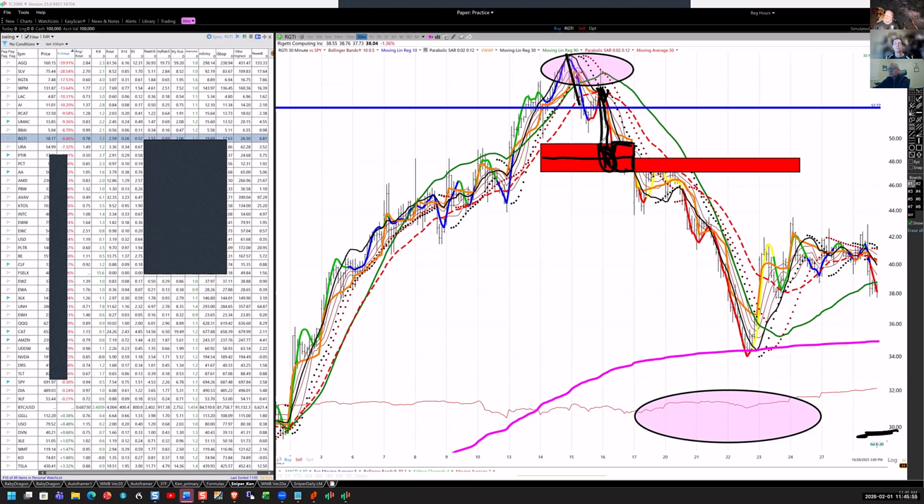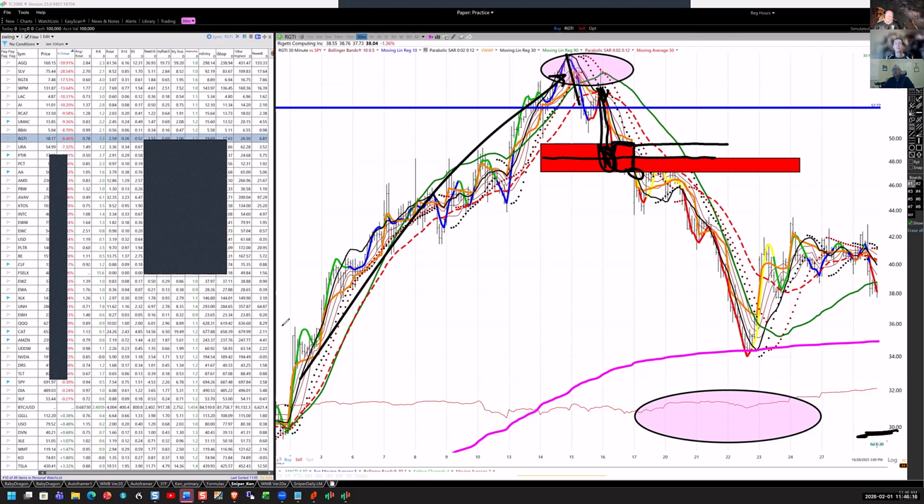So the next day it breaks down. I'm entitled to get short here with the stop right there. And until that stop ever gets violated, there's no upside. Like, this was great. Awesome.